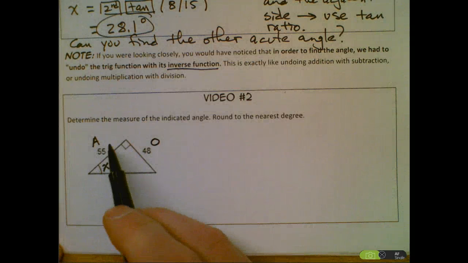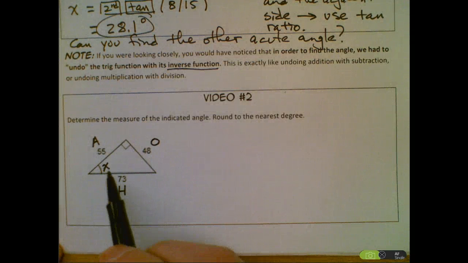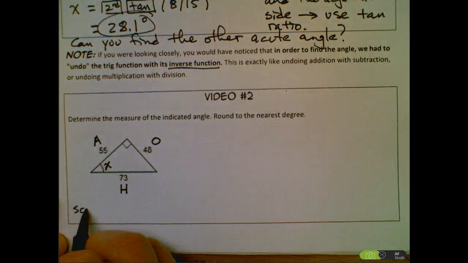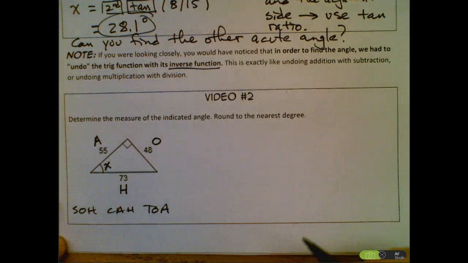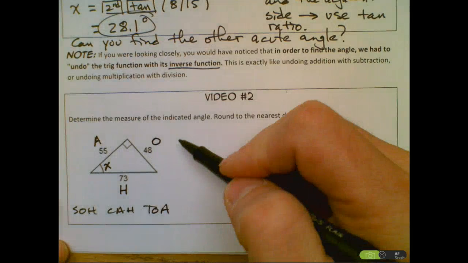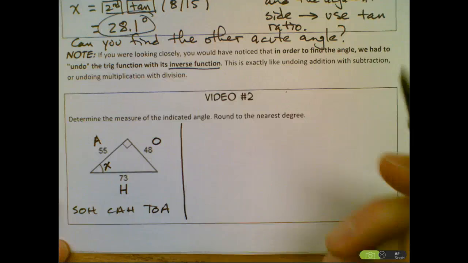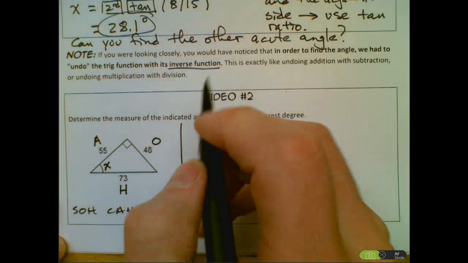So we've got all three sides here. It really doesn't matter which trig function we use. So again, we've got SOH CAH TOA. Just for fun, I'm going to actually solve this problem two different ways. So first I'm going to use the sine.